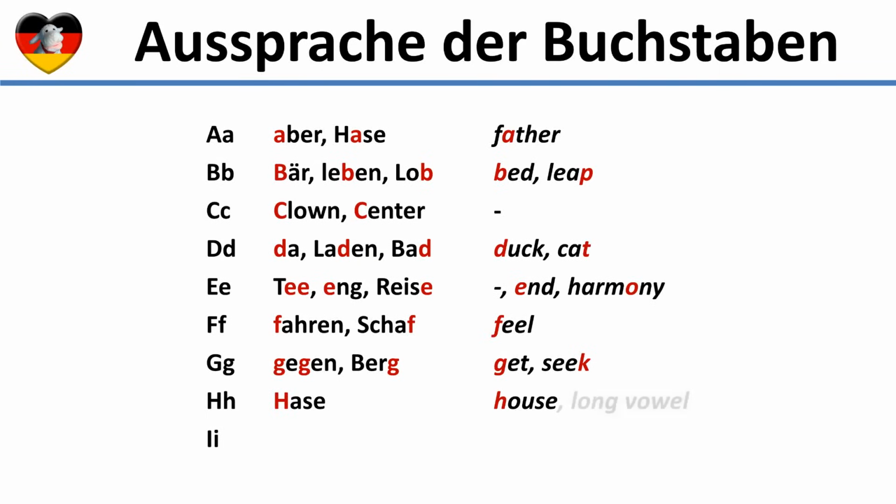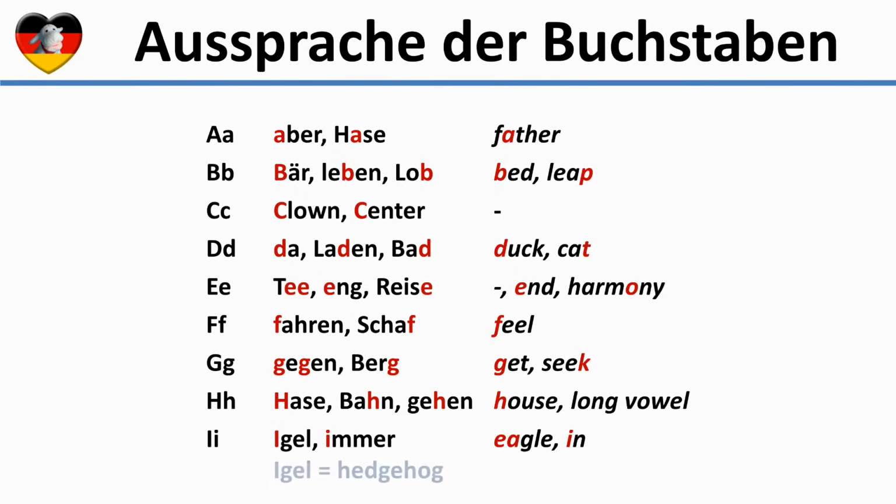In addition, this letter is used to make vowels long, Bahn, gehen. The next letter is pronounced I when it's long, Igel. When it's short, it's pronounced like in the word in, immer. By the way, Igel means hedgehog in English, and Adler would be eagle.